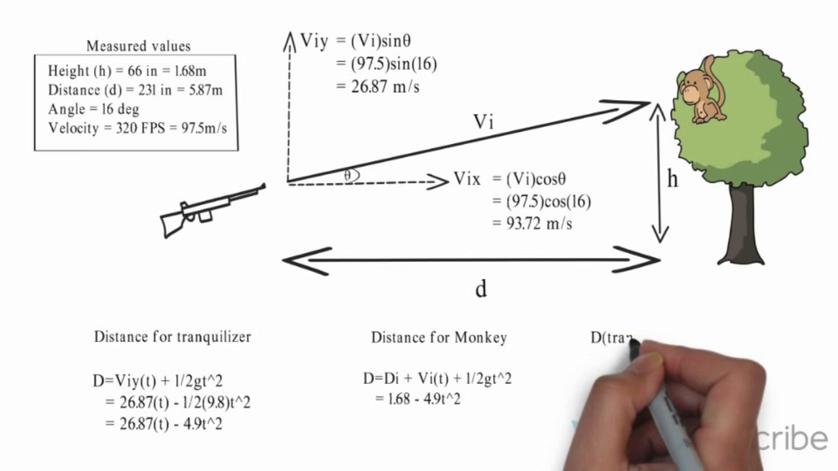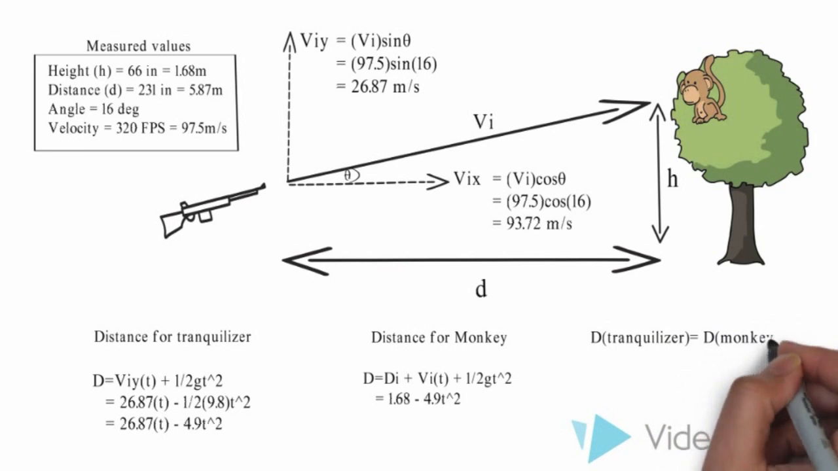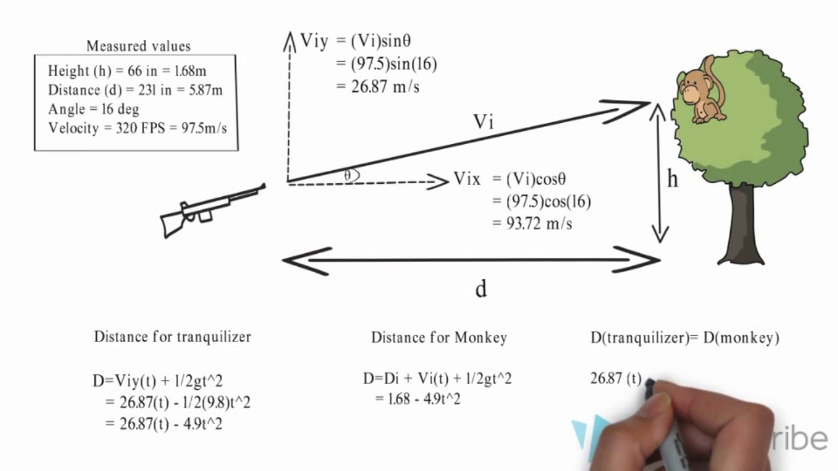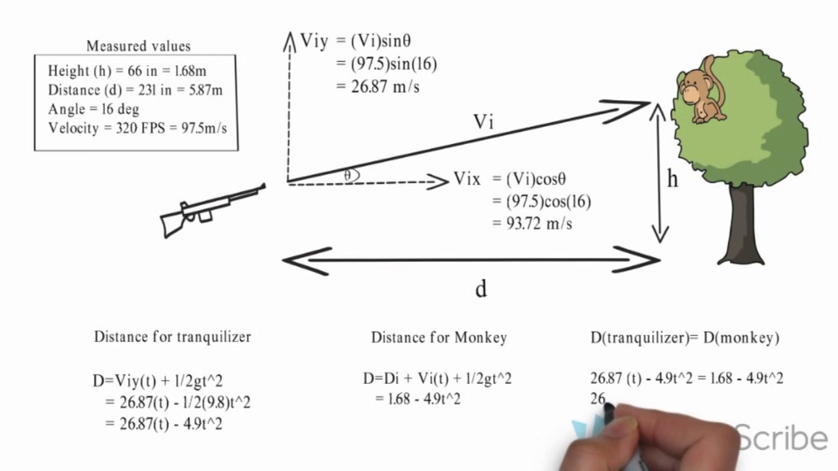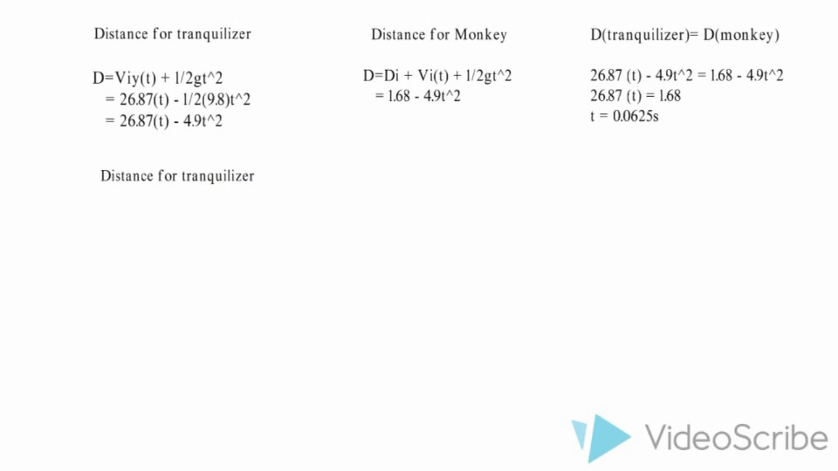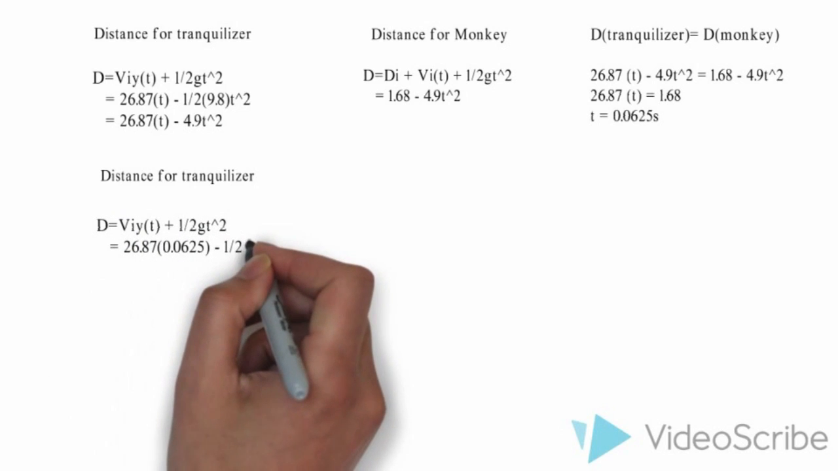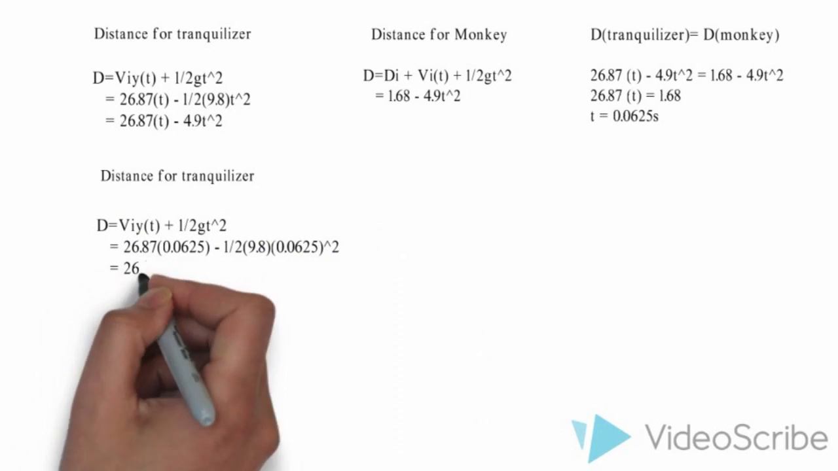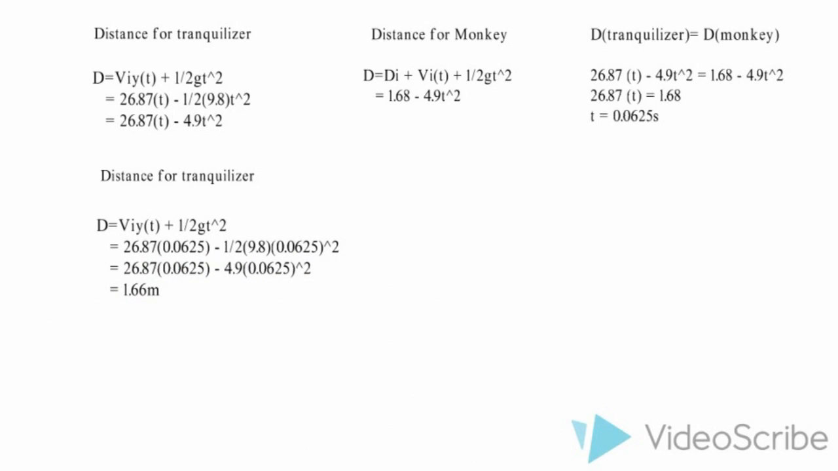Now, because the distance of the tranquilizer in the vertical component and the distance of the monkey in the vertical component should be equal, as they should be colliding at the same instant of time, we can equate these two equations together and solve for the time it takes for them to collide. In doing so, we get 0.0625 seconds. Now, we can substitute this time into our original distance for tranquilizer equation to see where the tranquilizer would be at that instant in time. We can see after substituting it in, the distance for the tranquilizer will be 1.66 meters.